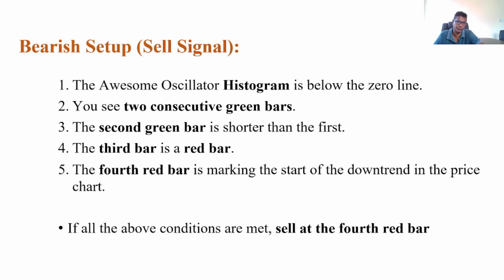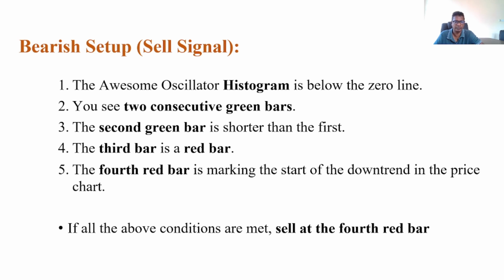Now I am taking you to the second phase of the saucer strategy. This strategy is very useful for us to identify the selling points. To do that, we have to satisfy 5 conditions. As the first one, the Awesome Oscillator histogram needs to be below the zero line.